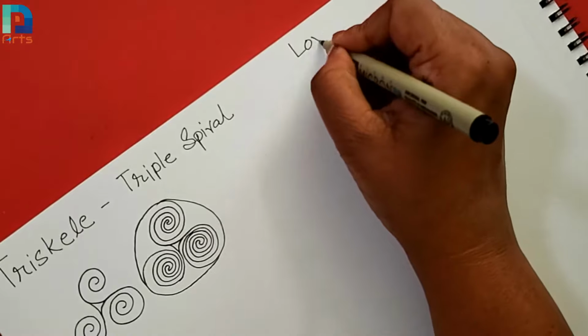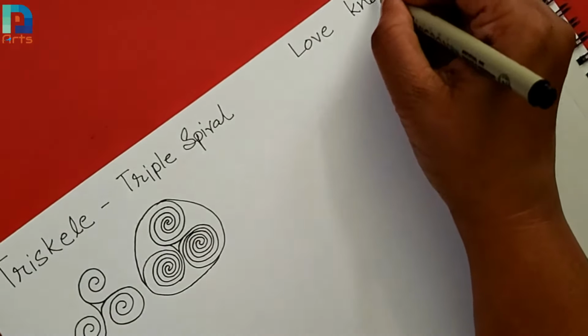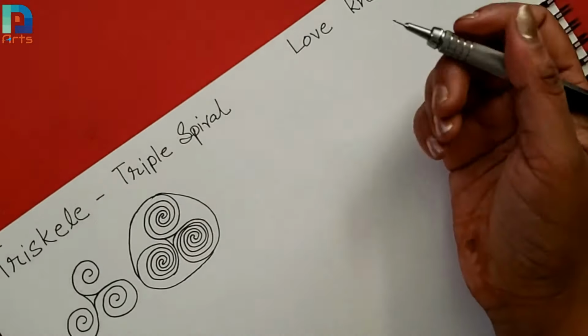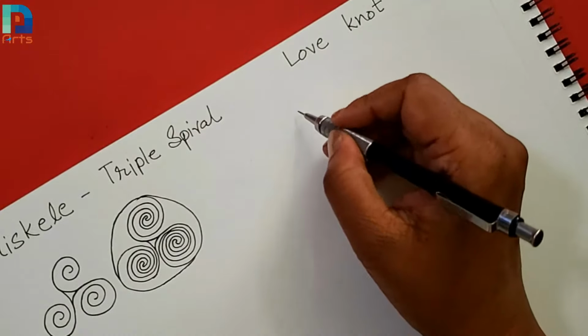Let's move on to the love knot, the Celtic love knot. So this is basically 2 hearts entangling with each other. I'm using the pencil first because we need to erase a few lines for the over and under.